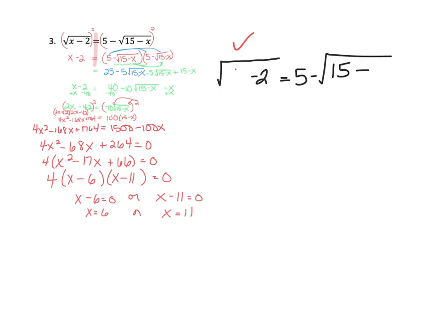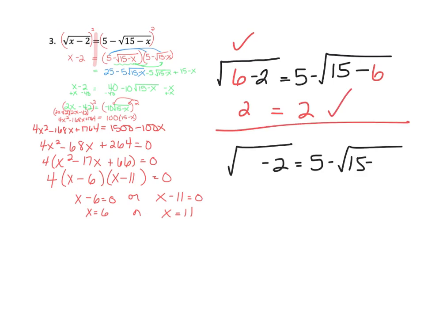So I'm going to plug in 6 here and evaluate the left and the right side. So I'd have 6 minus 2, which is 4. Square root of 4 is 2. On the right, I have 15 minus 6 would be 9. Square root of 9 is 3. 5 minus 3 is 2. Okay, so 6 works.